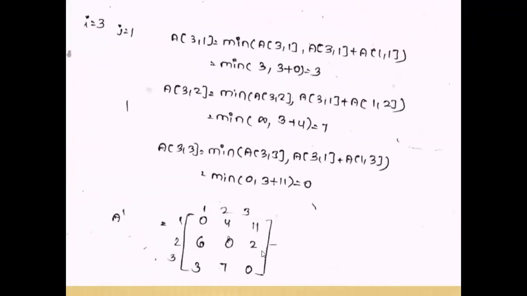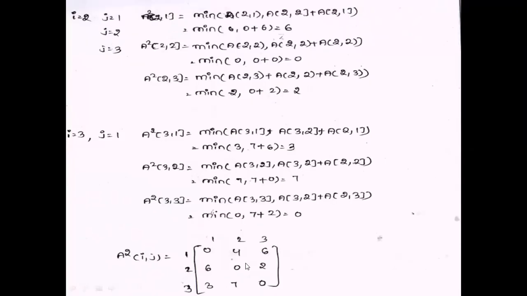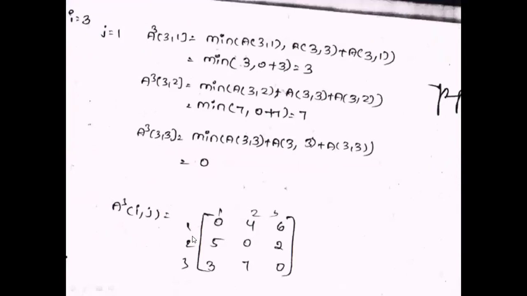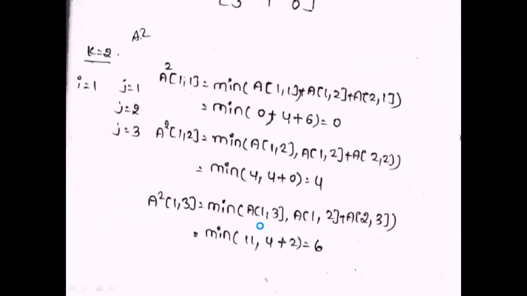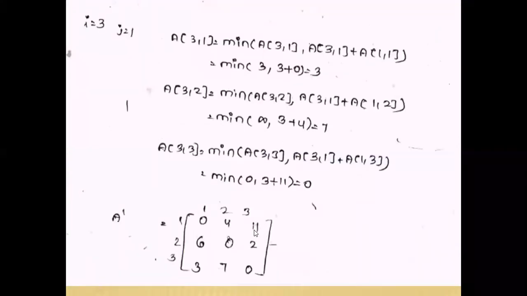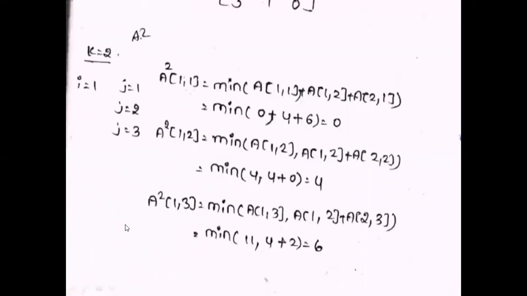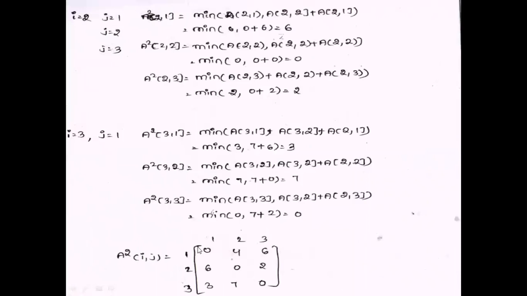Actually, between the previous matrix and the next matrix, the difference is only in the entry 1 to 3, which is 6. In the previous matrix, 1 to 2 is 11. So how do we get 6? We are finding the shortest path from 1 to 3, that is 1, 2, 3, by using intermediate vertex 2.